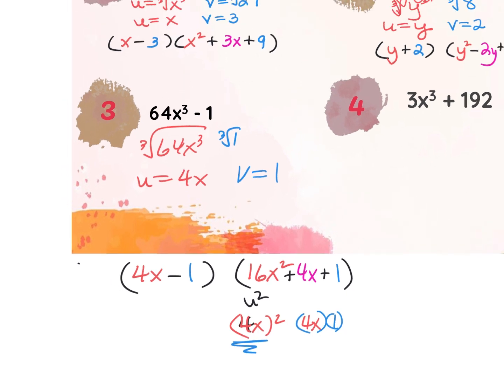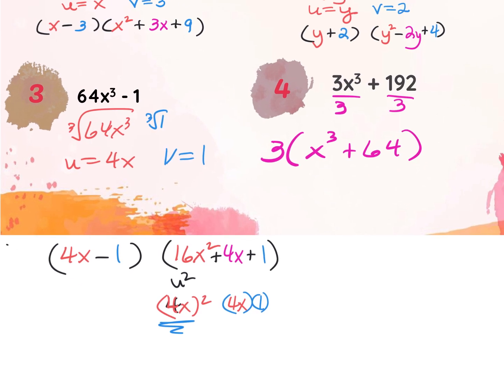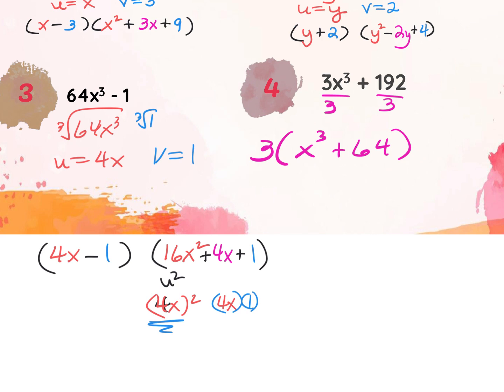Now the next one, if you recognize, 3 and 192 are not perfect cubes, but I can factor out a GCF of 3. So I'm going to divide both of the terms by 3, and now I'm left with x cubed plus 64. I still have perfect cubes, the sum of two perfect cubes, so now I do my pattern. So again, I would find my u value by cube rooting the x to the third, so u is x, and then 64, find the cube root, and my v value is 4.